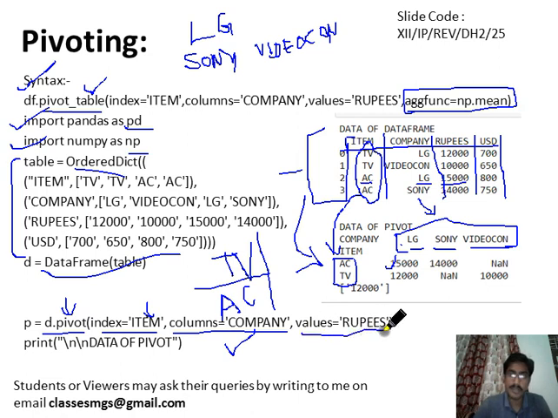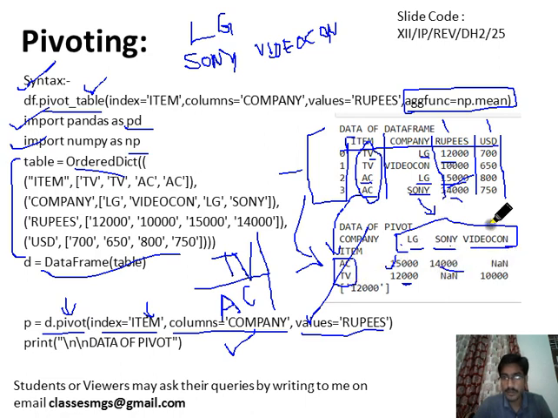Now in values we have specified rupees, because there are 2 columns, USD and rupees, but the values will come from the rupees column only because we have passed the values argument as rupees here. That's why only rupees will come. Now let's see, LG AC, it will be 15,000 as we can see in the original data frame. Then TV of LG, only 1 time. So what will come? 12,000. Next is AC for Sony. AC for Sony is there 1 time only, 14,000. So 14,000 will come here.